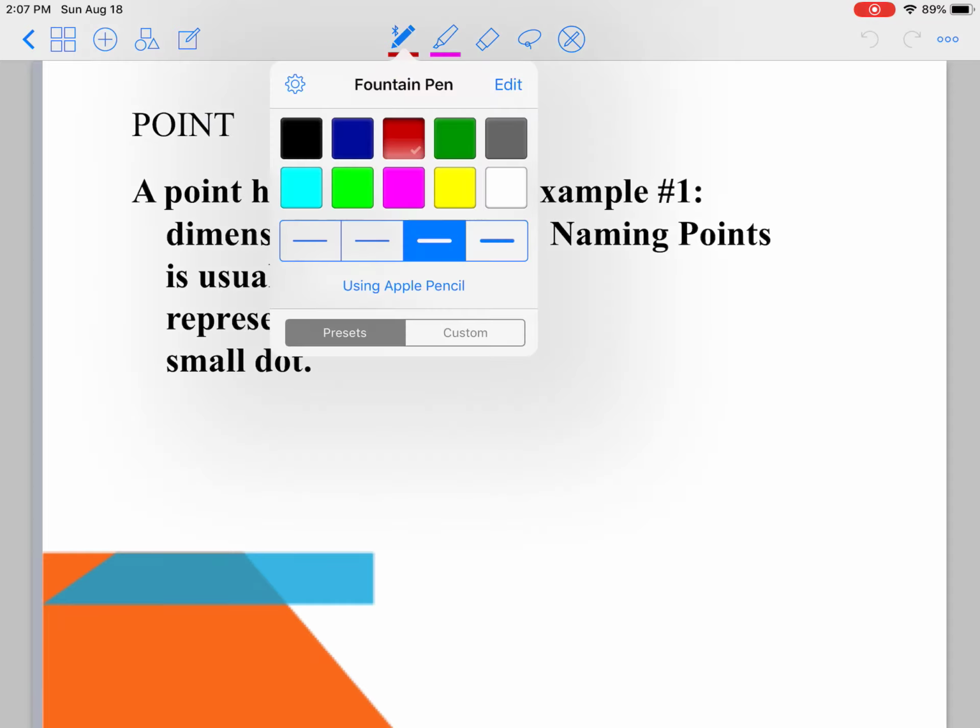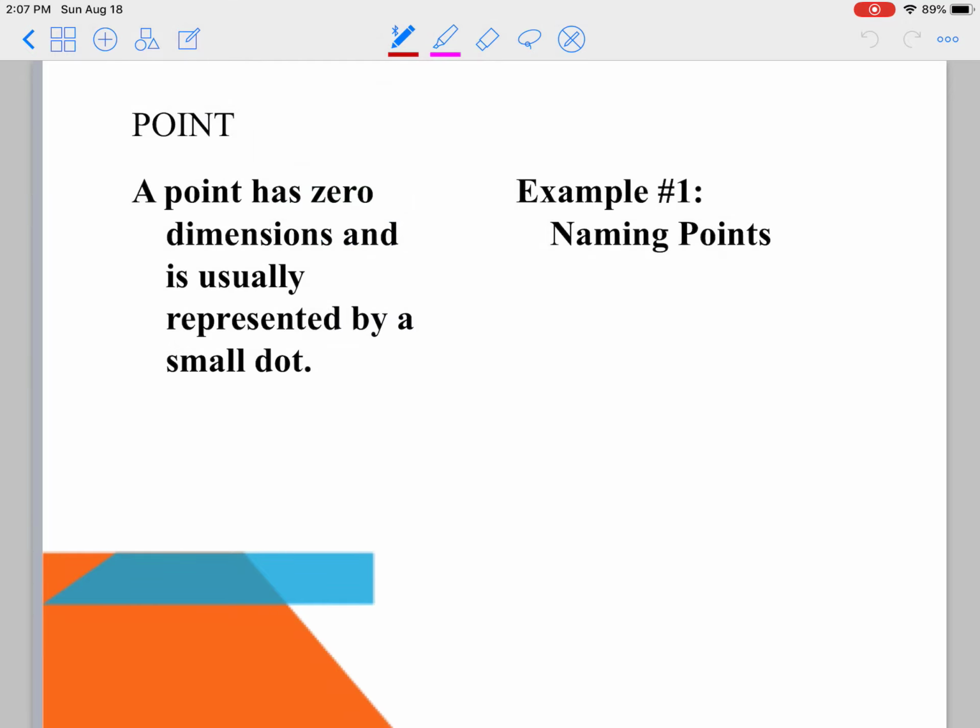A point is exactly what it looks like. But rather than keeping it very generalized, I think I used pink for points in the previous slide, a point is exactly that. It is a point. It looks like a dot. But most importantly, a point has 0 dimensions. 0 dimensions meaning it does not go anywhere. It doesn't have a direction. It doesn't have a depth. It doesn't have anything other than a small dot. So that is what a point is, a small dot.